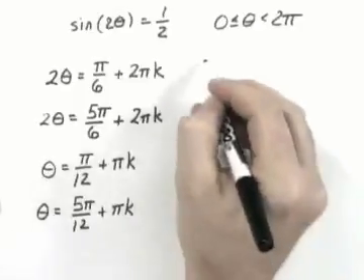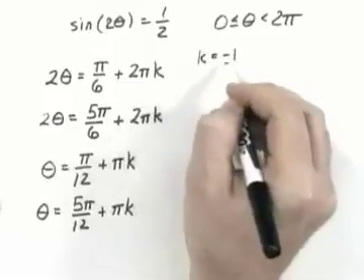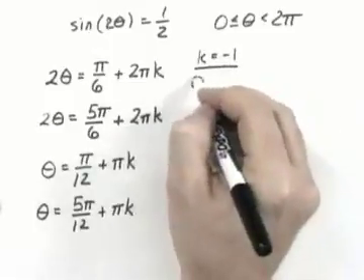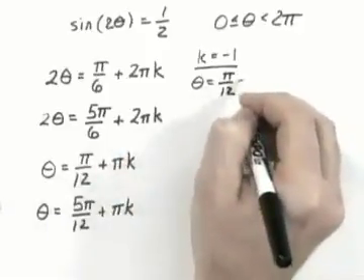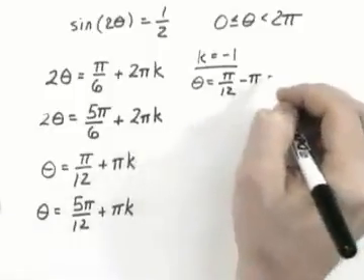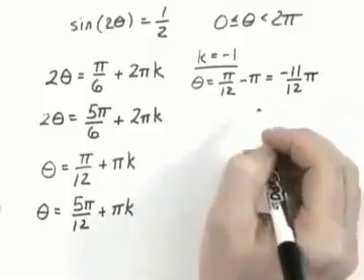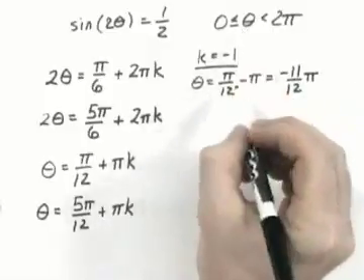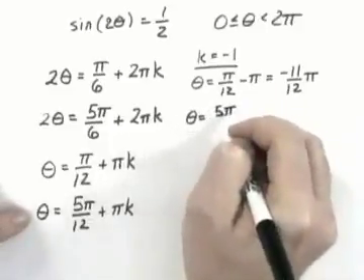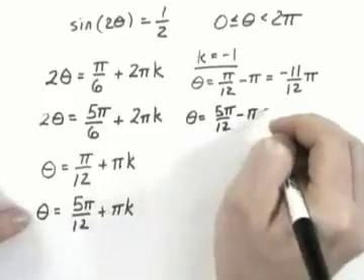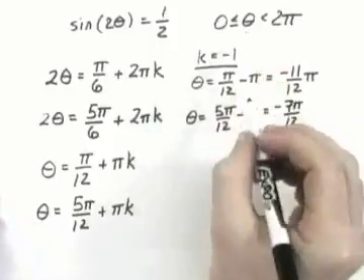So now what we're going to do is start listing out values of the angle for various values of k. For example, suppose we let k equal -1. Then I would get theta equals pi over 12 minus pi, or -11 pi over 12. That certainly is not in this interval, so it won't be a solution. How about for the other one? We would get theta equals 5 pi over 12 minus pi, or -7 pi over 12. That also is not in the interval, so it doesn't work.